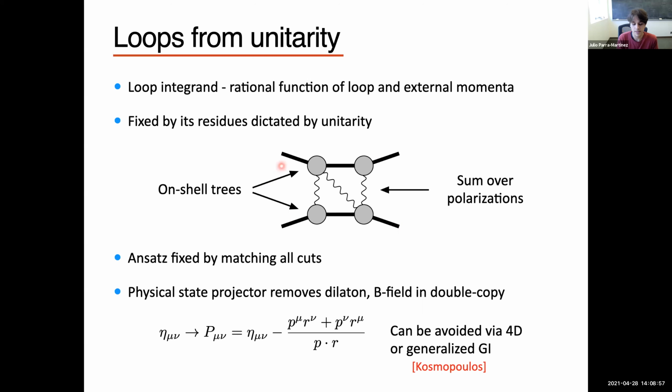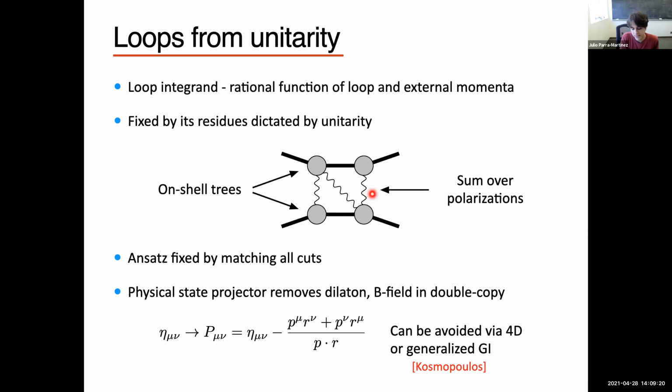And this tells us what is the residue when we put these propagators, when we set them to 0 for this rational function, which is a loop integrand. So what we do is we write an ansatz for all the diagrams, which is dictated by locality. And then we require that the numerators agree with all of these residues, and that fixes the loop integrand.